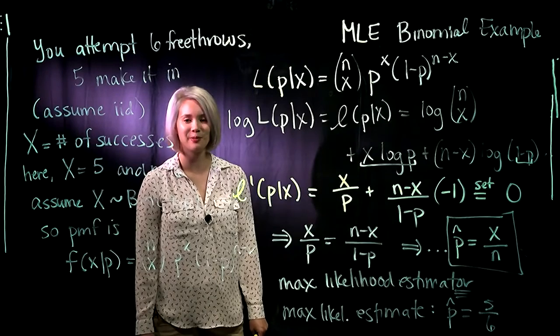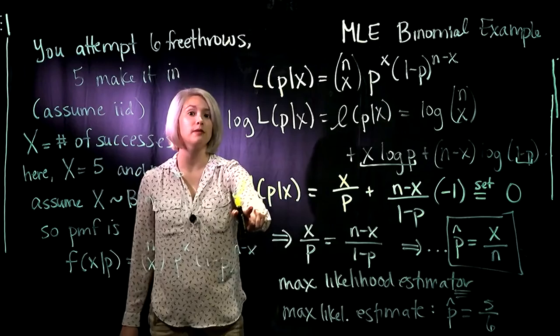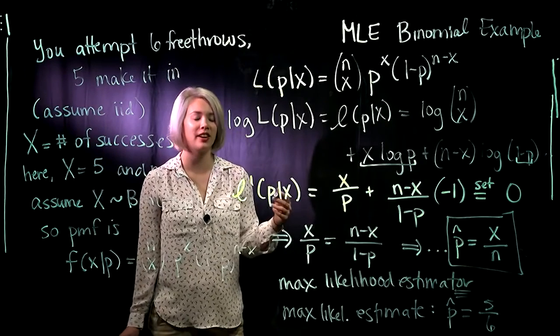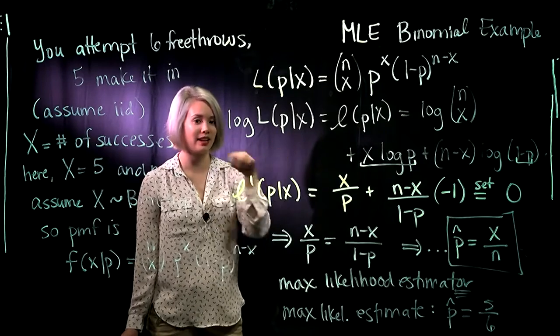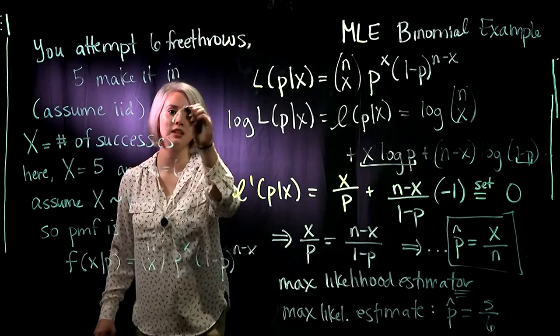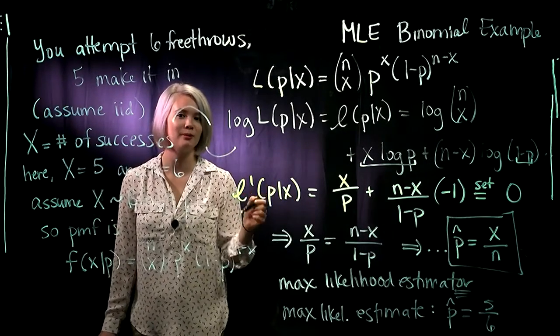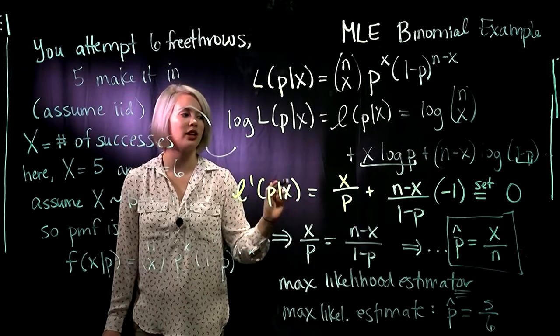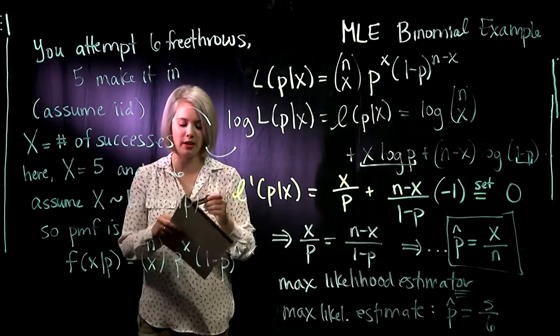And of course, the last step would be to take the second derivative because we do want to check that our likelihood is concave down here rather than concave up, right? Because we're looking for the maximizer, so we need it to be concave down rather than the minimizer, which would be concave up. So take that second derivative and make sure that you actually have a maximum likelihood estimator and not a minimum likelihood estimator.